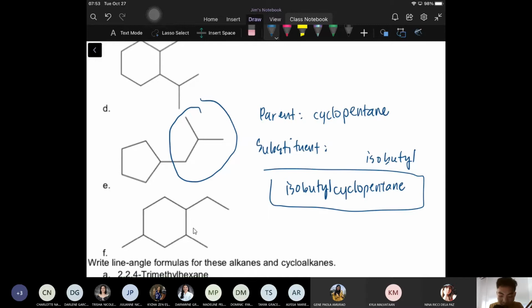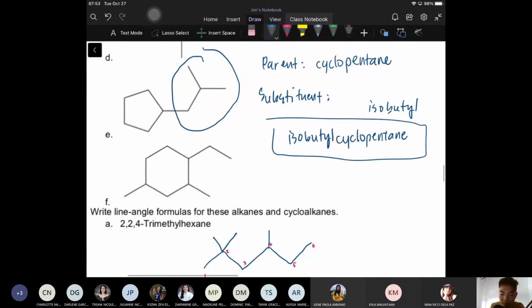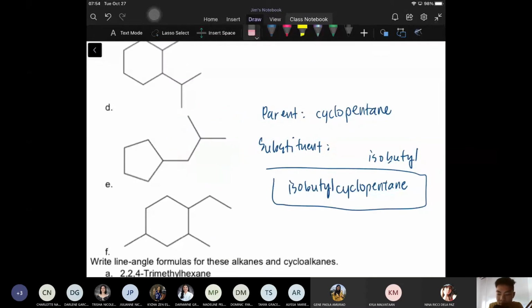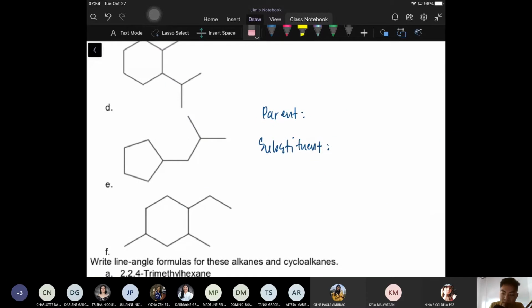Let's have this one. Letter F. Dito na lang din. So for the last one, we have this ring. That is a 6-membered ring. So 6 carbon ring. 1, 2, 3, 4, 5, 6. So that will be our cyclohexane.